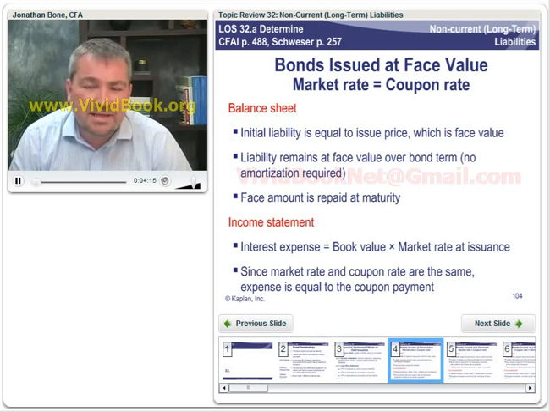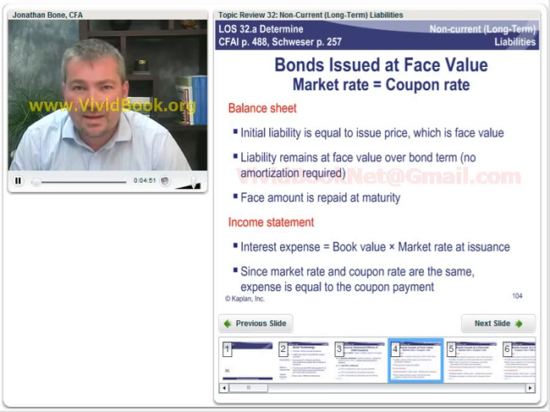So notice, therefore, the initial liability is equal to the issue price, which is equal to face value. In other words, the par value of the bond is the initial liability. Now, the liability will remain at its face value over its life, over the bond's term. And we've said there's no amortization required. Now, we're going to see amortization in just a while when we start to look at bonds that are issued at premiums or discounts. Because a bond that is issued at par has no premium or discount, there is no discount or premium to amortize, so we will not see amortization.